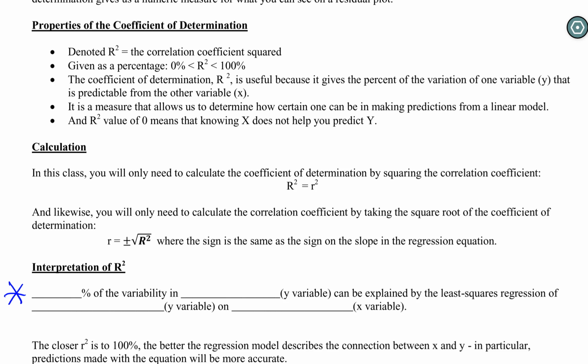Blank percent of the variability, so that was what we used range of, in our Y, so in that case exam score. So 60% of the variability in exam scores can be explained by the least squares regression, or the regression line, of exam scores on time studying. We basically explained 60% of what was going on.